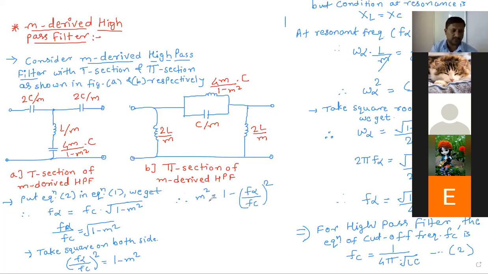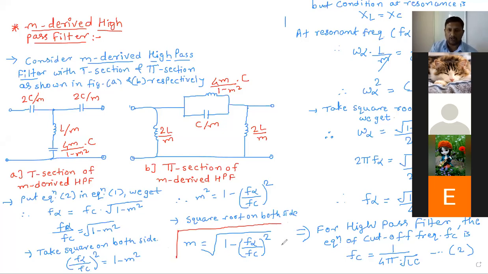Okay, now we want the expression of m. So take square root on both sides. So m is equal to under root 1 minus f alpha divided by FC, bracket square. This expression gives how to find the value of m if you know the cutoff frequency and resonant frequency. So this is my equation number 3.